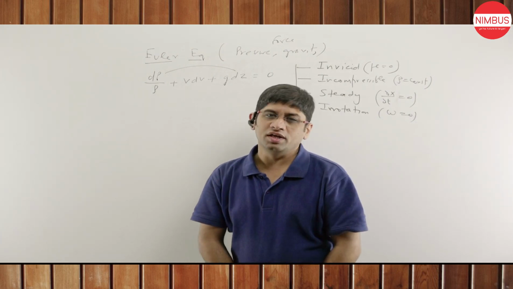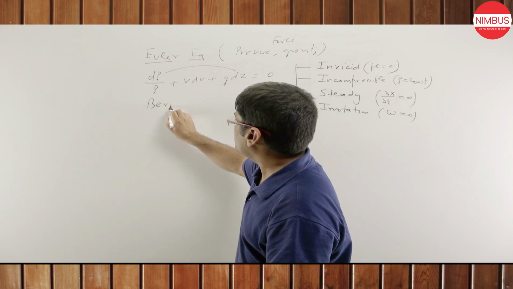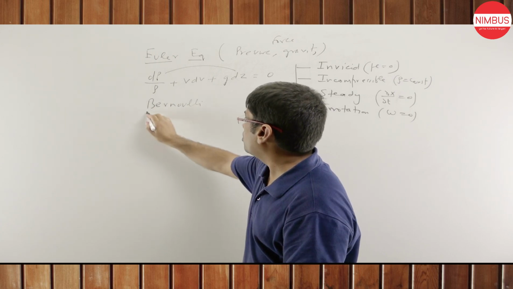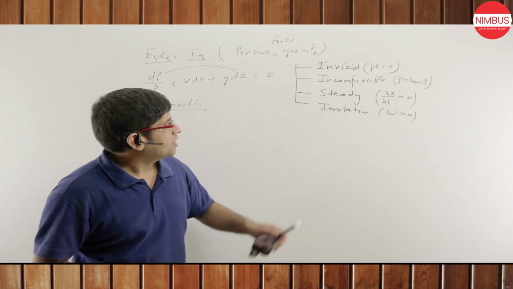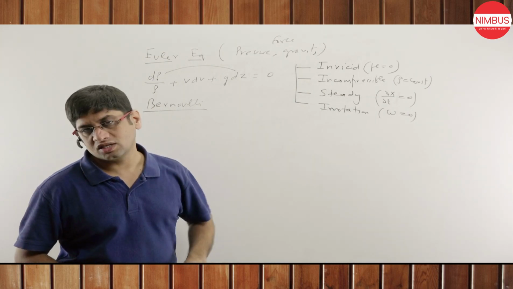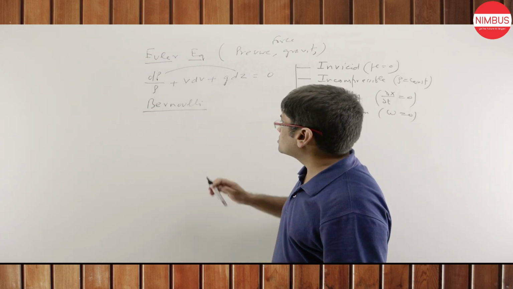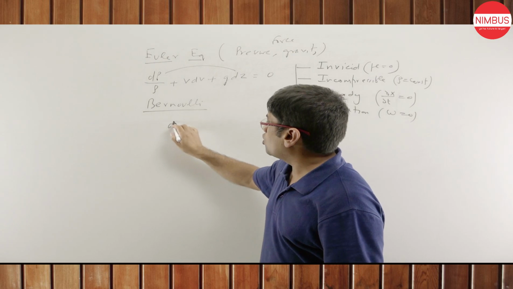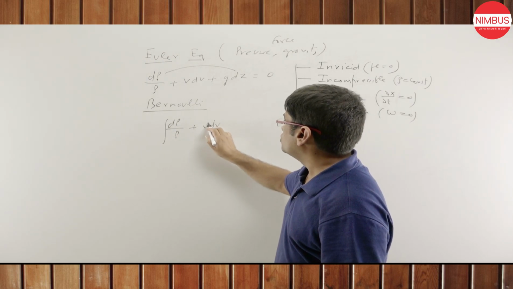Now where Bernoulli comes in, you see, Bernoulli is the energy equation. Number one, remember the assumptions of the Bernoulli equation are the same as the assumptions of the Euler equation. These four are the assumptions of the Bernoulli equation also. And second thing you need to understand, the Bernoulli equation is obtained when I integrate the Euler equation.